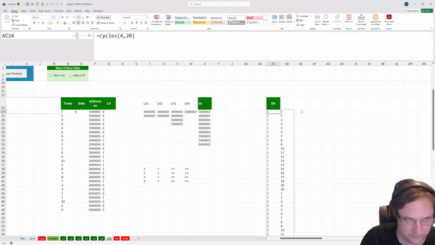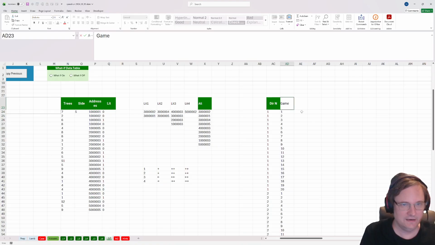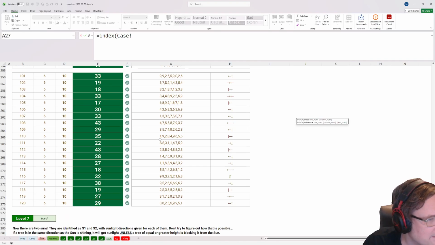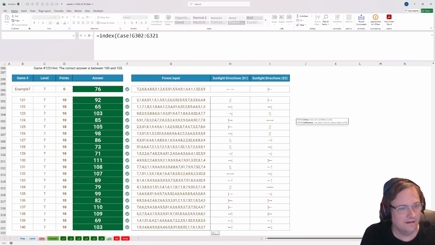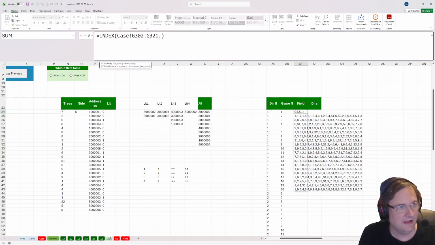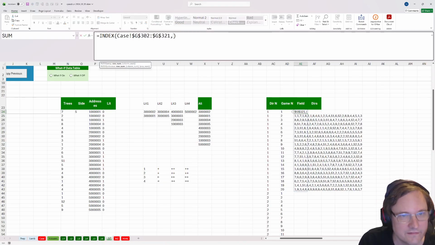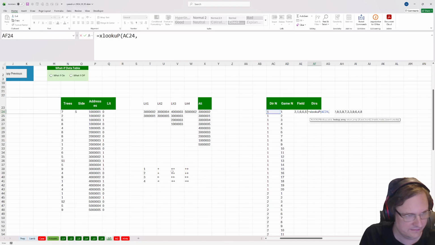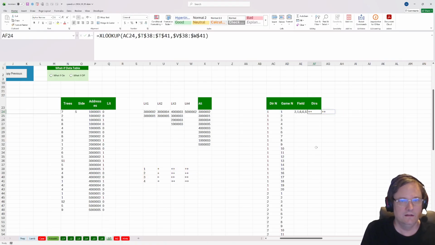So this is the direction in the game in the field and the directions, right? So the field is the index of these. Is this the last one? No. The index of these 20 fields, right, by something. So this stays locked. And then the something is that game in, right? And then the directions is XLOOKUP this on here, returning on both of these, like that.